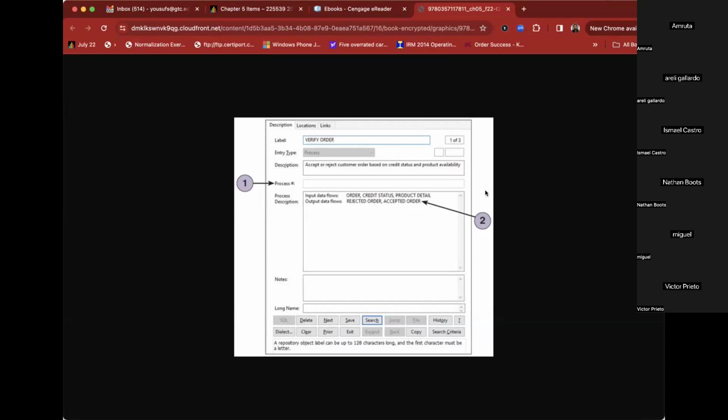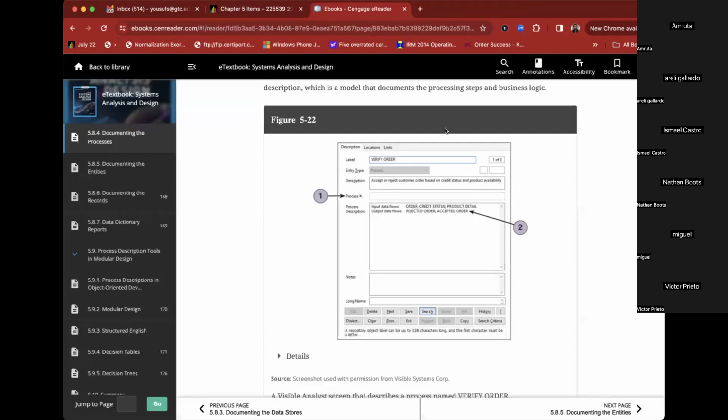Just list them. So if order, credit status, and product details are coming in, the outputs could be either accept an order or reject an order. So it's like an if condition. But you don't mention that here because this is not programming. This is a data dictionary.